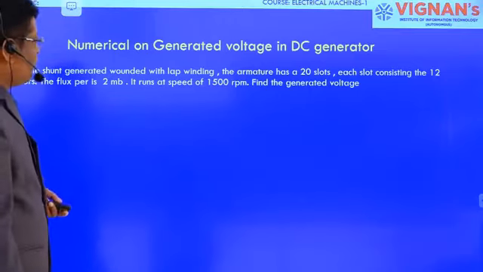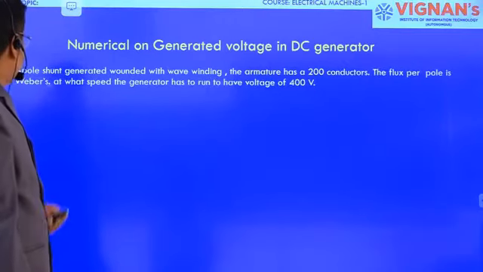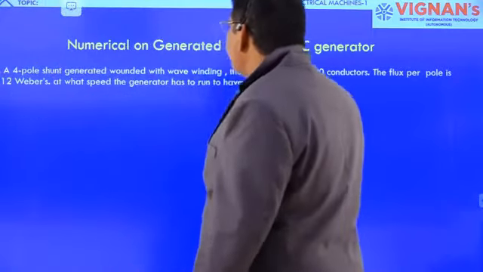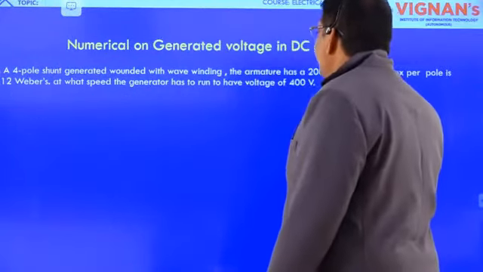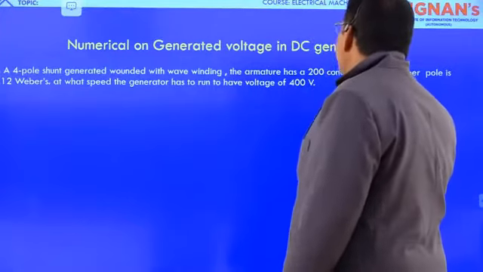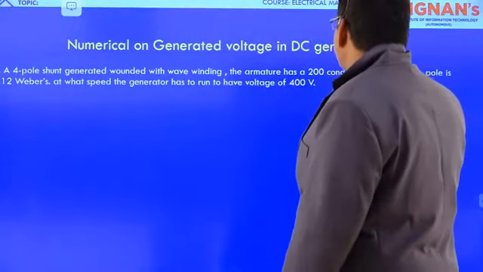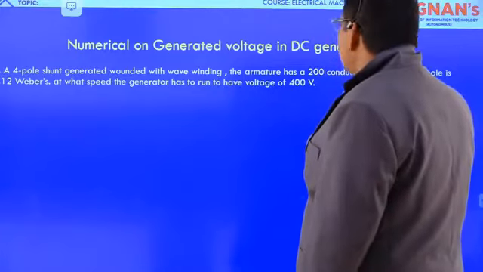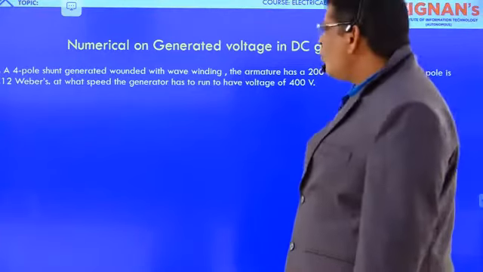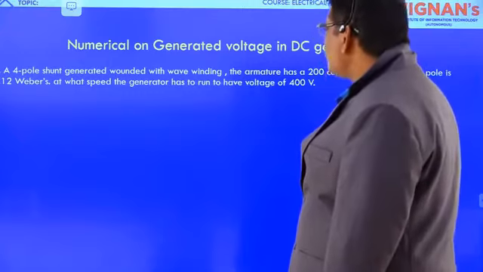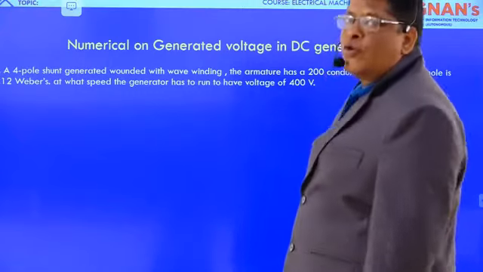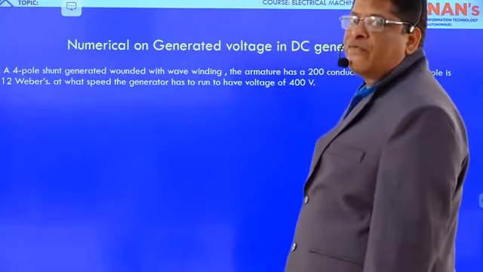Now let us go for the second problem. In the second problem, a 4-pole shunt generator is wound with wave winding. The armature has 200 conductors. The flux per pole is 0.12 webers. At what speed the generator has to run to have a voltage of 400?